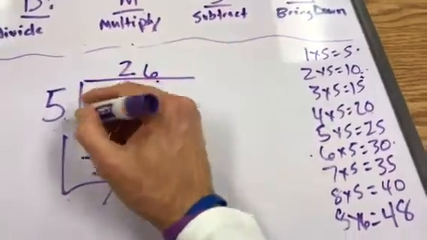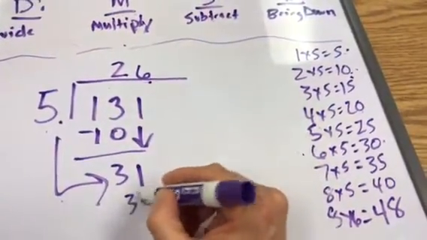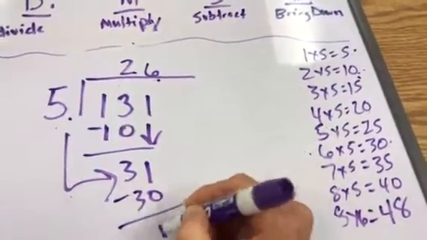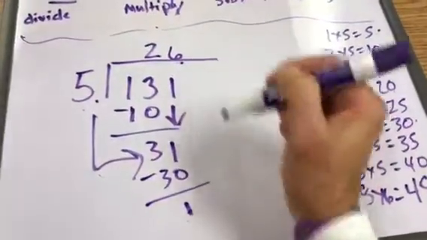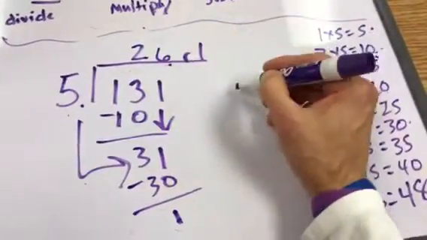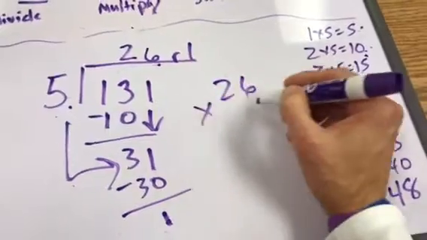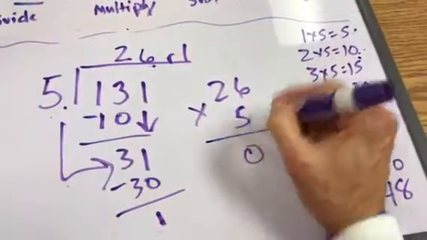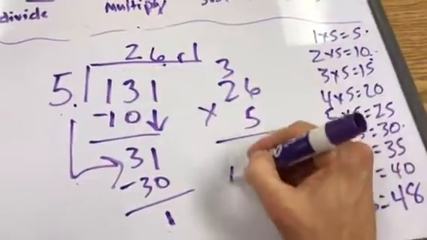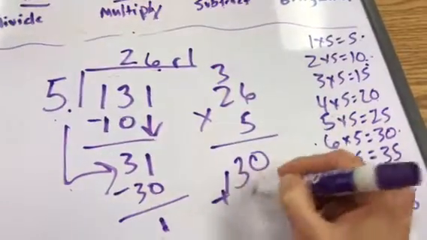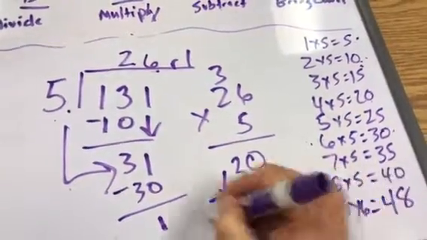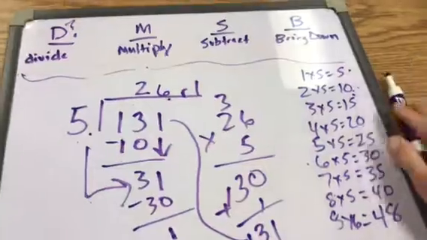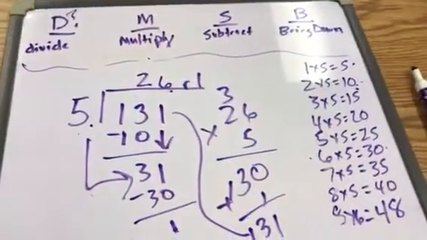Multiply 6 times 5. That's 30. I subtract. I have 1 left over. 1 is less than 5. There's nothing left to bring down, so I'm done. So to check my work, 26 times 5, 0, 3, 130, plus a remainder of 1, 131. It matches. We are done. Hopefully this helps some of you explain this or understand this yourselves.